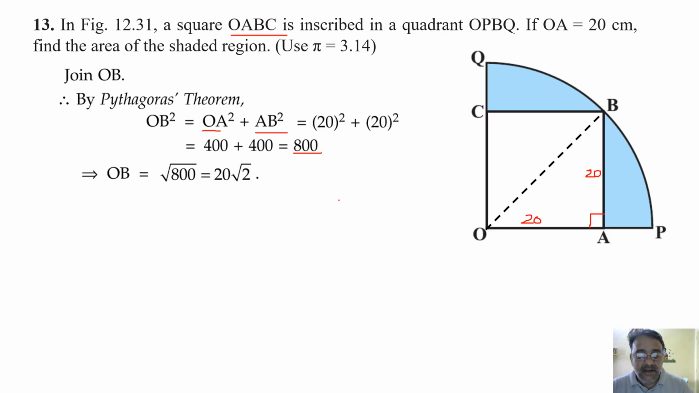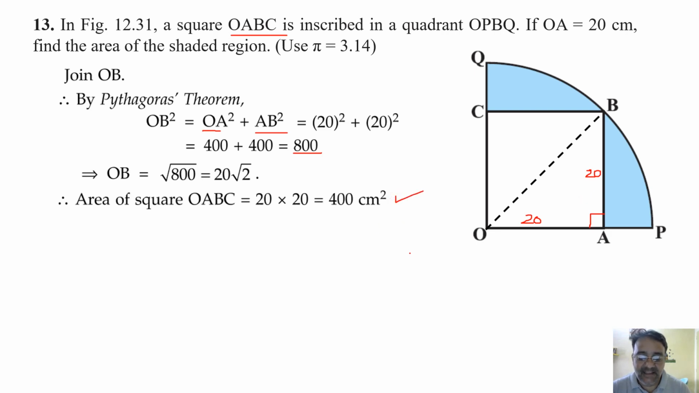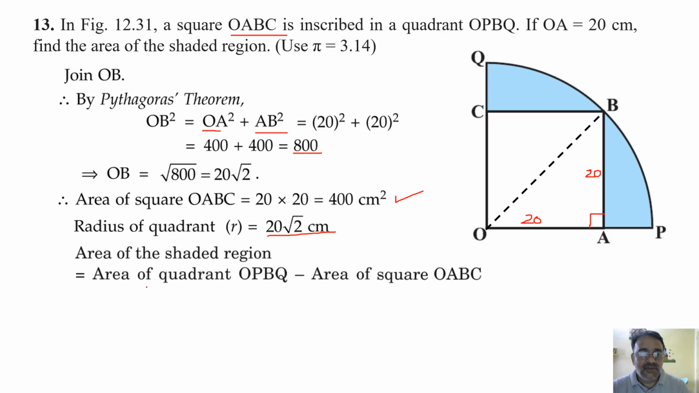Okay. Now the area of square will be equal to 20 into 20, side into side, that is 400 centimeter square. And the area of shaded region, just now I told you, is area of quadrant minus area of square. So we already got the radius, 20 root 2. So area of quadrant minus area of square. Formula of area of quadrant is 1 by 4 pi r square minus 400. Now we'll substitute the value of pi as 3.14. It is already given in the question. And the value of r is 20 root 2.